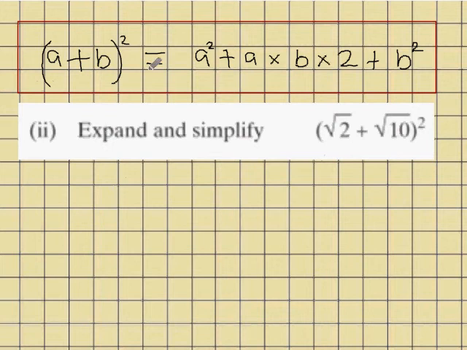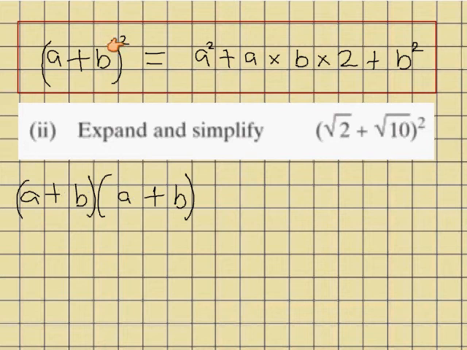Some people do these types of questions, (a plus b) squared. They know that squared is multiplying the same thing by itself, so that would just be, in brackets, a plus b times a plus b again, and they would find the answer that way.